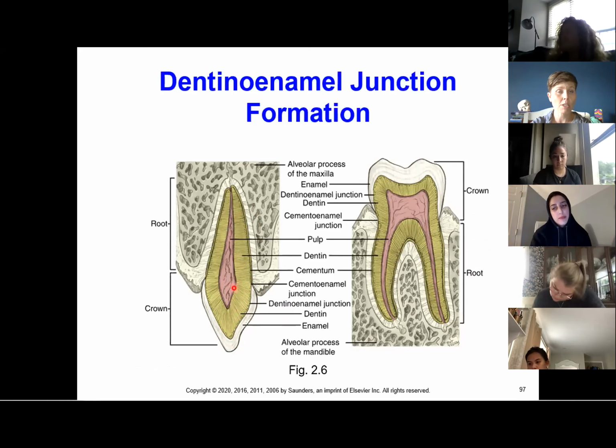Your pulp is in the middle. This is where all your blood vessels come from. Here are all kinds of little fibers. This is your alveolar process.